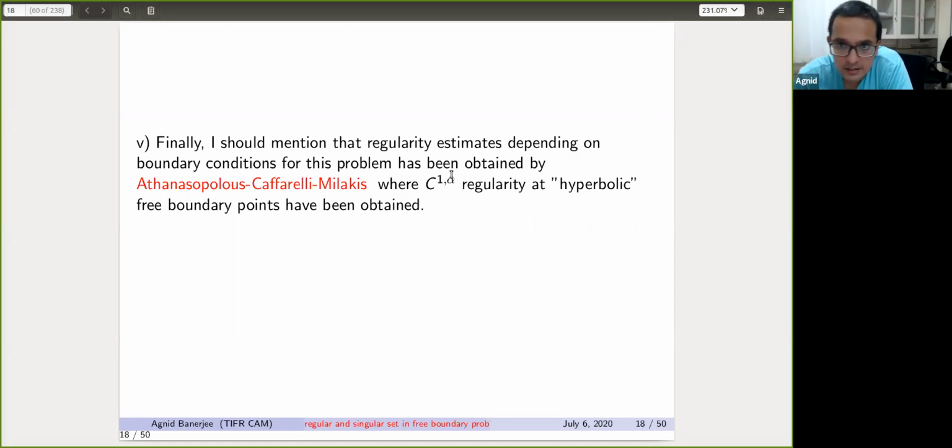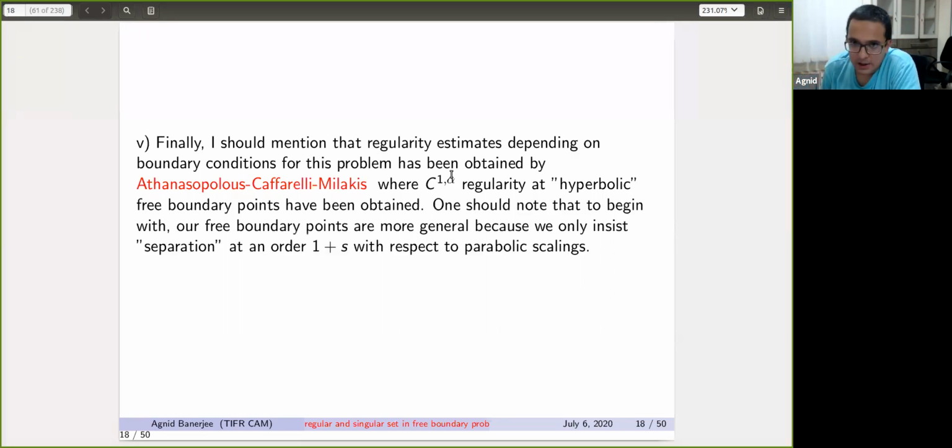And the second thing is the hyperbolic free boundary points are points where the solution separates from the obstacle at a rate 1 plus s, but with respect to the hyperbolic scaling, which is to say that you scale the space and the time variable the same way. So to begin with, in that sense, our free boundary points are more general because we only insist that the solution separates from the obstacle at a rate 1 plus s with respect to the parabolic scalings. That is, in the space variable, you scale like r, but in time, you scale like r squared. And that is kind of tailor-made for the parabolic geometry, because we have a parabolic obstacle problem, so to speak.